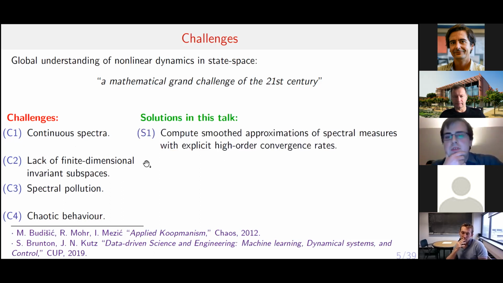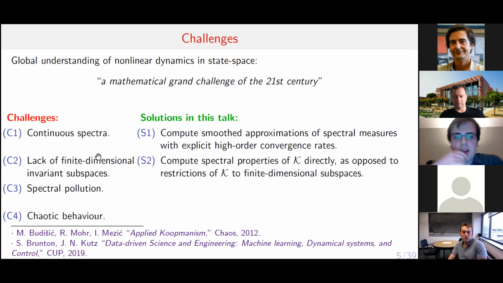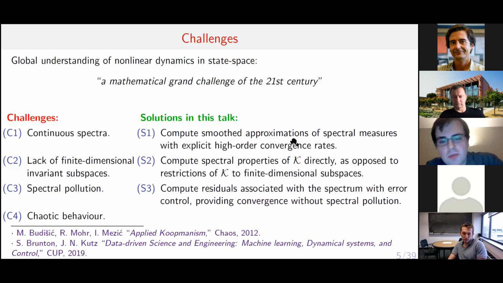We're going to compute smooth approximations of something called spectral measures, which I'll define later on, with explicit high-order convergence rates. Okay, and to deal with possible lack of finite dimensional invariant subspaces, I'm going to seek to compute the spectral properties of K, the Koopman operator, directly instead of restricting K to a finite dimensional subspace. This will allow me to also compute certain residuals that are associated with the spectrum with error control that allows me to provide convergence to the spectrum without spectral pollution. And you can prove this, and it's also practical as well.